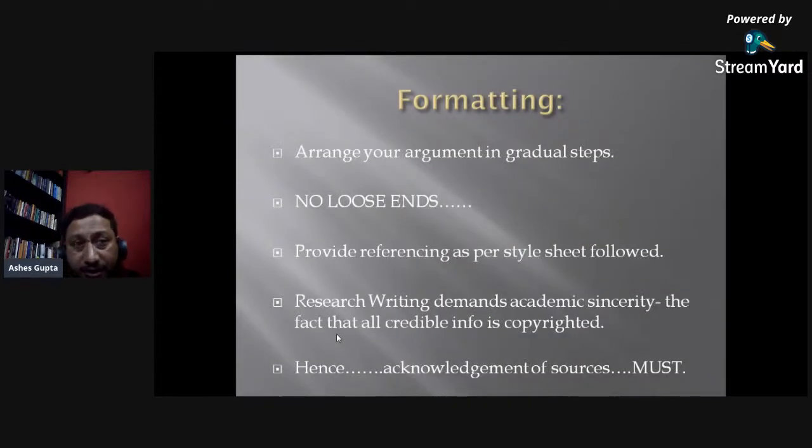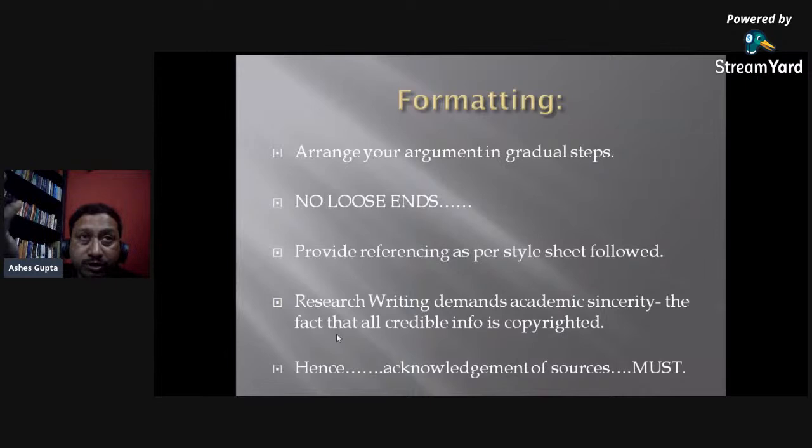And then comes formatting. Arrange your arguments in gradual steps. Again, no loose ends. Provide referencing as per style sheet followed. If you're following a particular style sheet, do the referencing as prescribed by the style sheet. Research writing demands academic sincerity, the fact that all credible info is copyrighted. If you are presenting credible information, remember all credible information is copyrighted. So as a research paper writer, as a researcher, you have to have academic sincerity. You cannot use a copyrighted material without proper acknowledgement. That would lead to plagiarism.